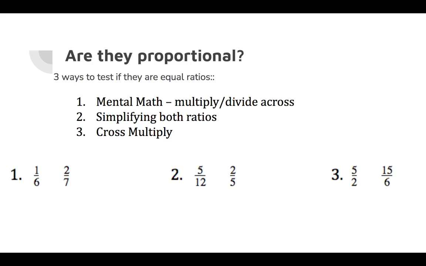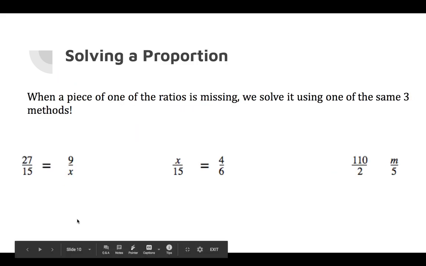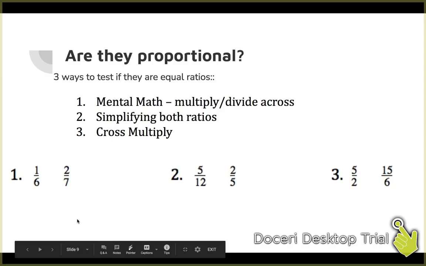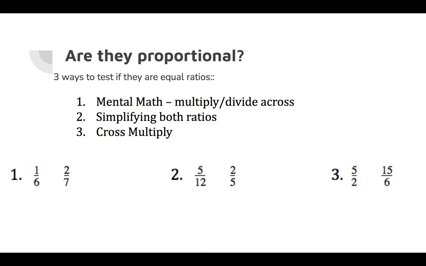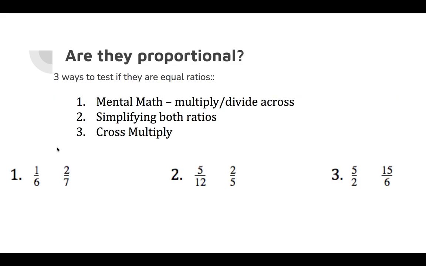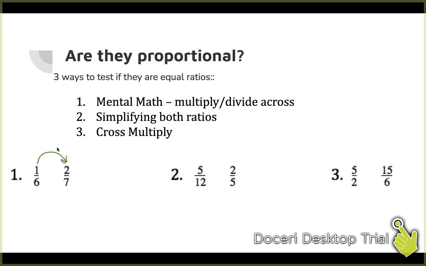Now, it doesn't always. So for example 1, I can get from a 1 to a 2 by multiplying by 2. So if I'm going to multiply by 2, I'm going to see if I could do the same thing on the bottom. Nope, that doesn't work. So this example, they are not equal. Example 2.